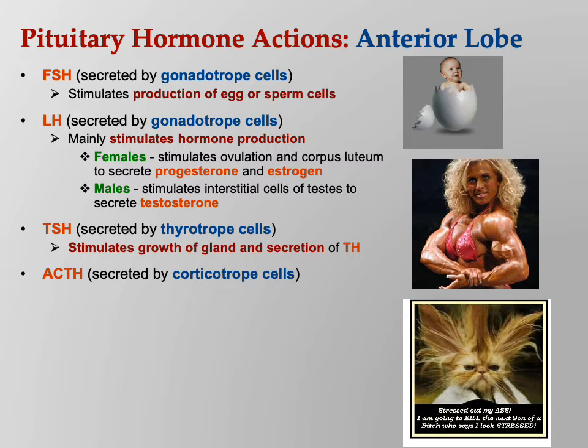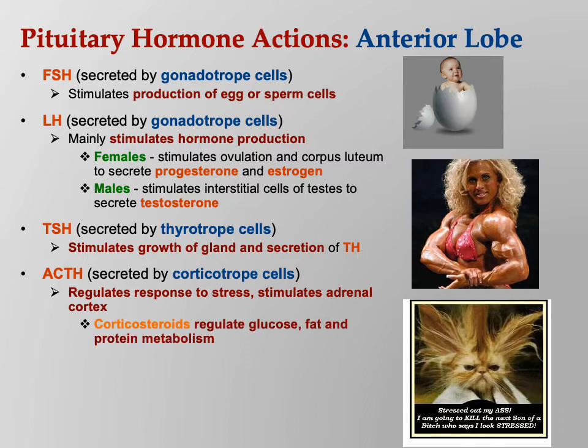ACTH, coming from corticotrope cells, not critical as far as I'm concerned. This regulates the stress response, as it's called. Also stimulates the adrenal cortex. So corticosteroids are what regulate glucose, fat, and protein metabolism.